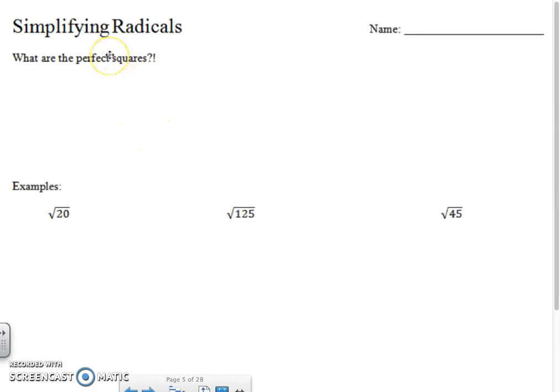Alright, so in this video we're going to learn how to simplify radicals, and that's necessary when we want the most exact answer to something instead of decimals. So to do that, you need to know your perfect squares. And to find your perfect squares, it's a number times itself.